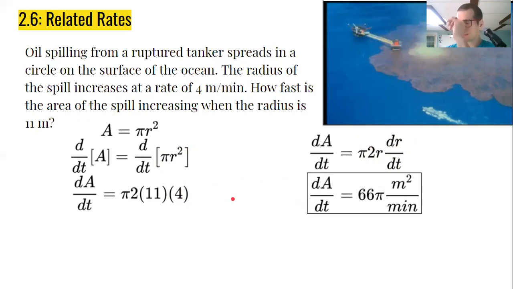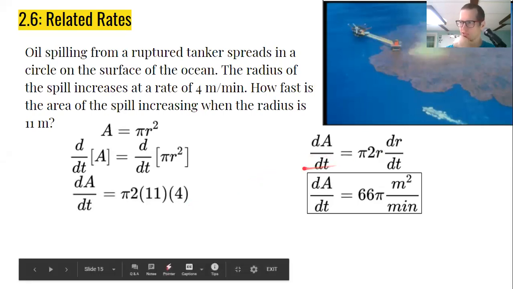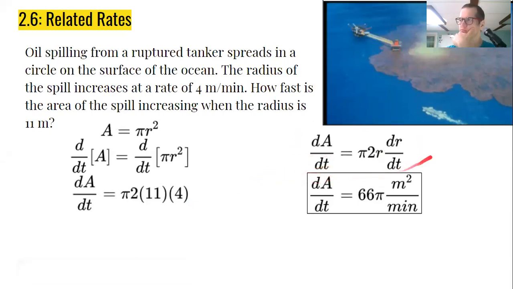Which, by the way, means that the spill is getting worse and worse over time if you look at this relationship, because this looks like almost the exact same relationship we saw in the previous problem. So as the radius gets bigger, the area is increasing at a faster and faster rate because the radius is increasing at a constant rate, which means the area is going to get bigger and bigger and bigger.